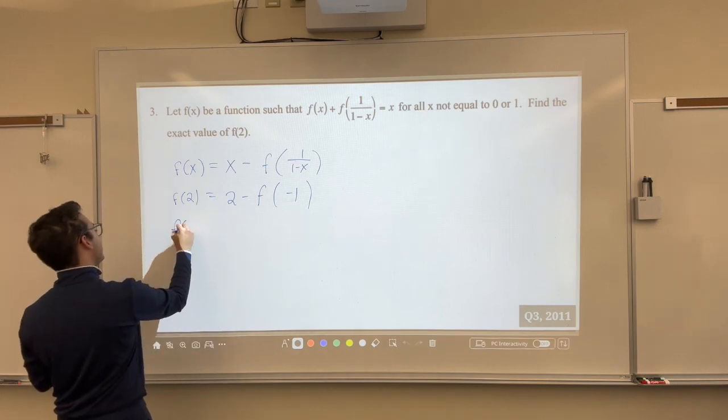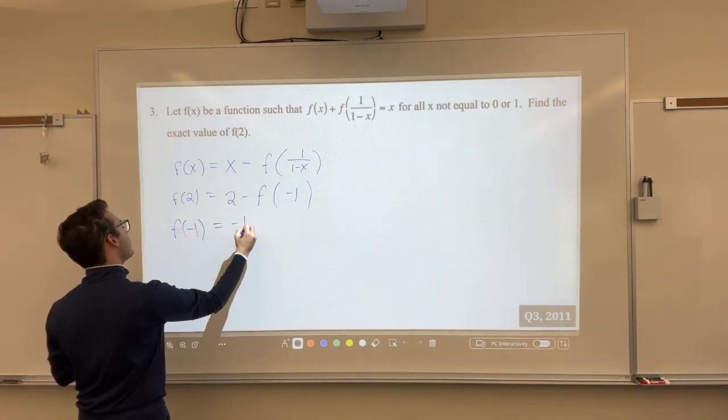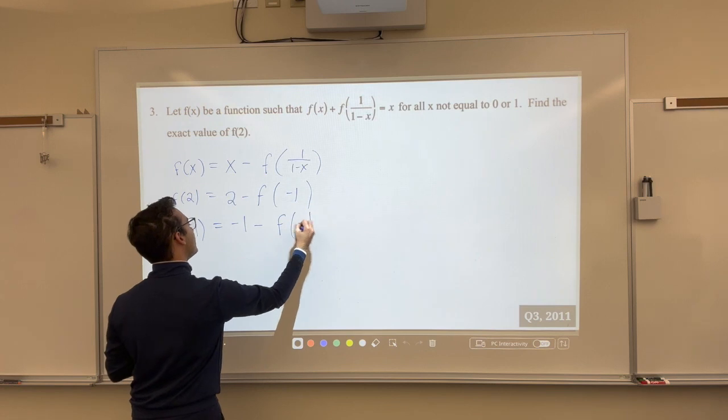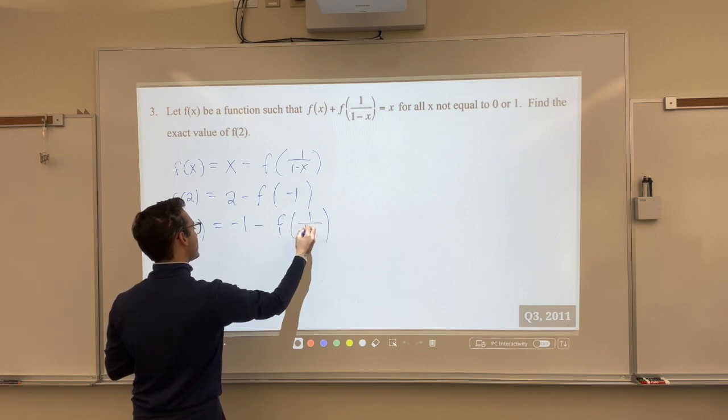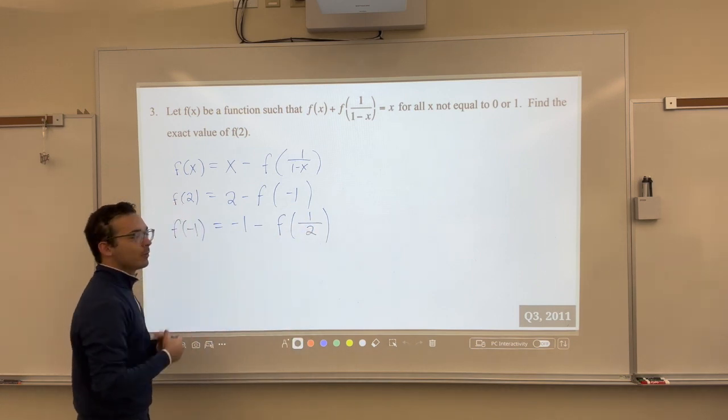We don't know, so let's find out. We plug in negative 1 to our function, and we get negative 1 minus f of 1 over (1 minus negative 1). 1 minus negative 1 is 2, so we have f of 1/2. What is f of 1/2?